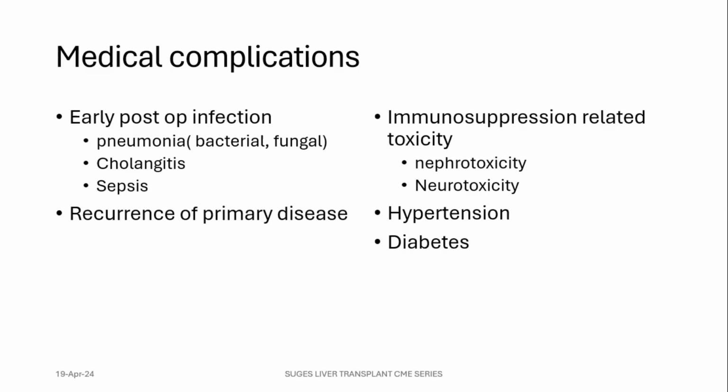And other complications may be recurrence of the primary disease. As we had already mentioned, things like primary sclerosing cholangitis, biliary cirrhosis, hepatitis, all these can actually occur. Then there are those that are related to immunosuppressive treatment, the drugs, and these can cause toxicity. They can cause nephrotoxicity and neurotoxicity. And these are features that we have to look out for in patients who are post-transplant and on immunosuppressants. Then, paradoxically, these patients can also develop hypertension and diabetes as a result of complications of the immunosuppressive treatment.